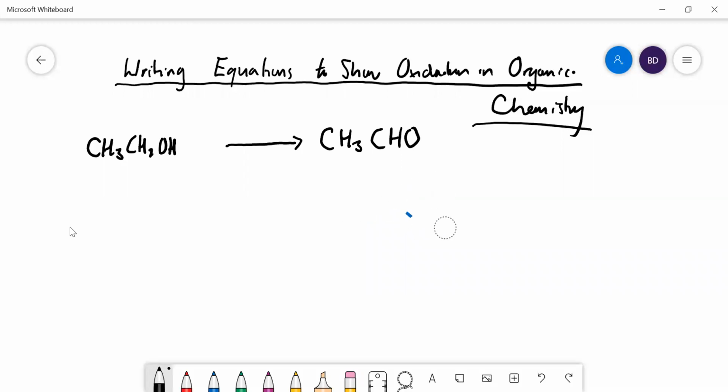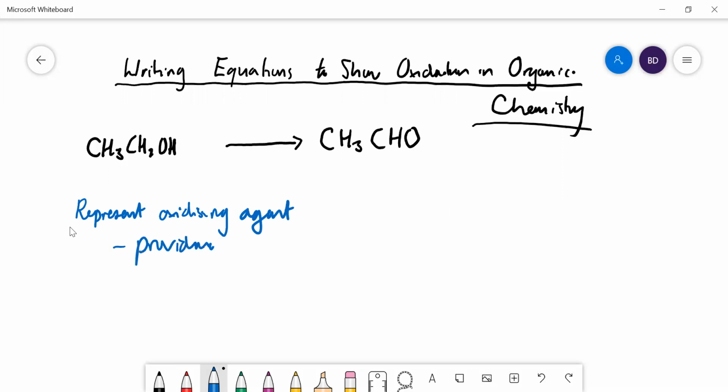Now that is an oxidation reaction, and what they want you to do is represent the oxidizing agent as providing an oxygen atom. The way you show that is you write an oxygen in a square bracket. That means an oxygen atom with its electrons. I find this a bit unsatisfactory, but it's the way they want you to do it.